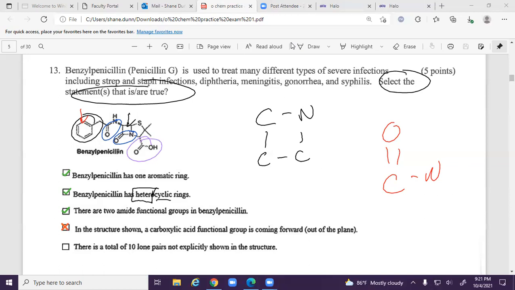There's a total of 10 lone pairs, not specifically shown in this molecule. Two, four, six. I think there's two. So that's about eight, not 10. So that one is wrong. Yes, there's two there too. There is none on sulfur. Technically, there is two there, too. Or sulfur might have four. I think sulfur has four. I have to go look it up again.